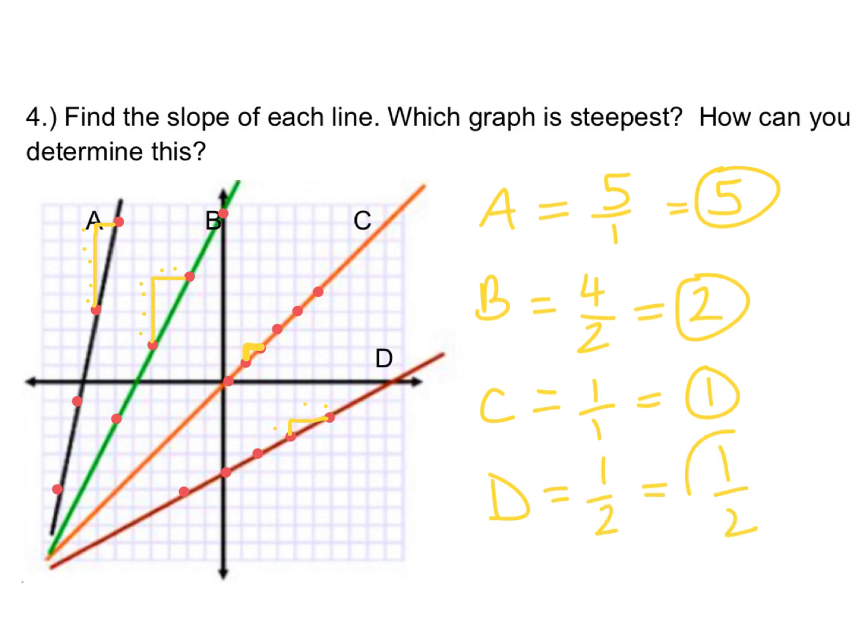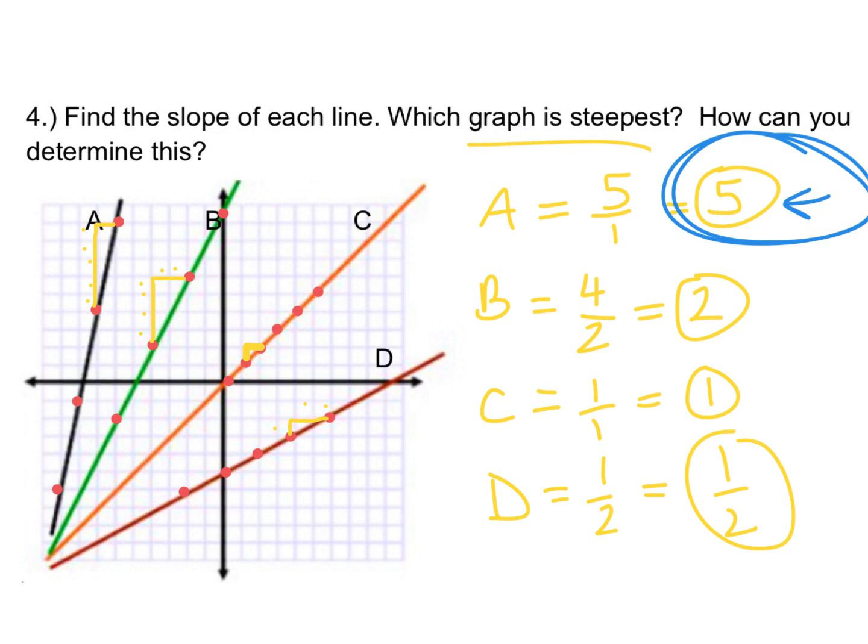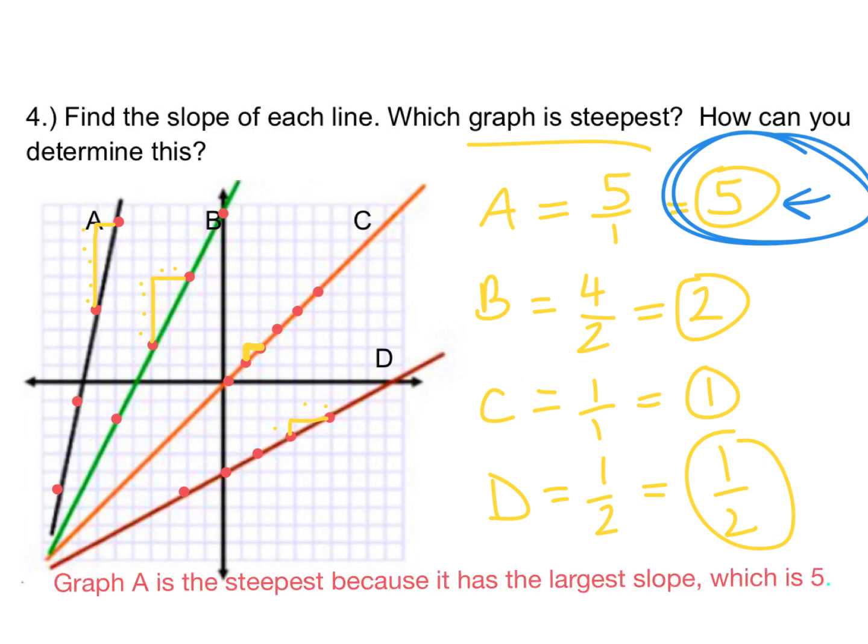Okay, now I can easily see which is the steepest, because the steepest would have the largest slope. 5 is the biggest number. So how can I determine this? We would say A is the steepest because it has the largest or the greatest slope. Okay, so go ahead and write a statement there on how we determined that.